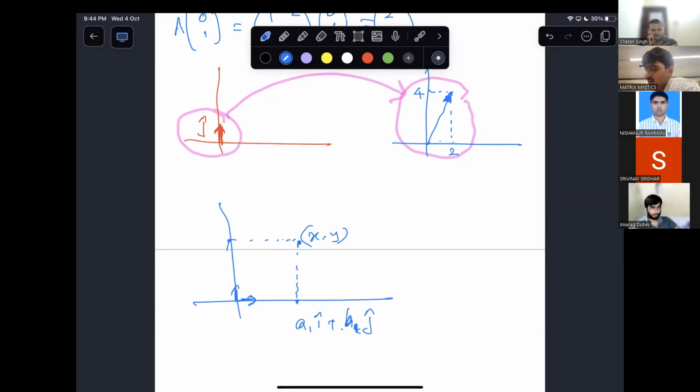What I mean to say is that we take any two random numbers a1, b1 and find a linear combination of I cap and j cap, and it will correspond to a point on the coordinate plane. I hope I'm clear with this.